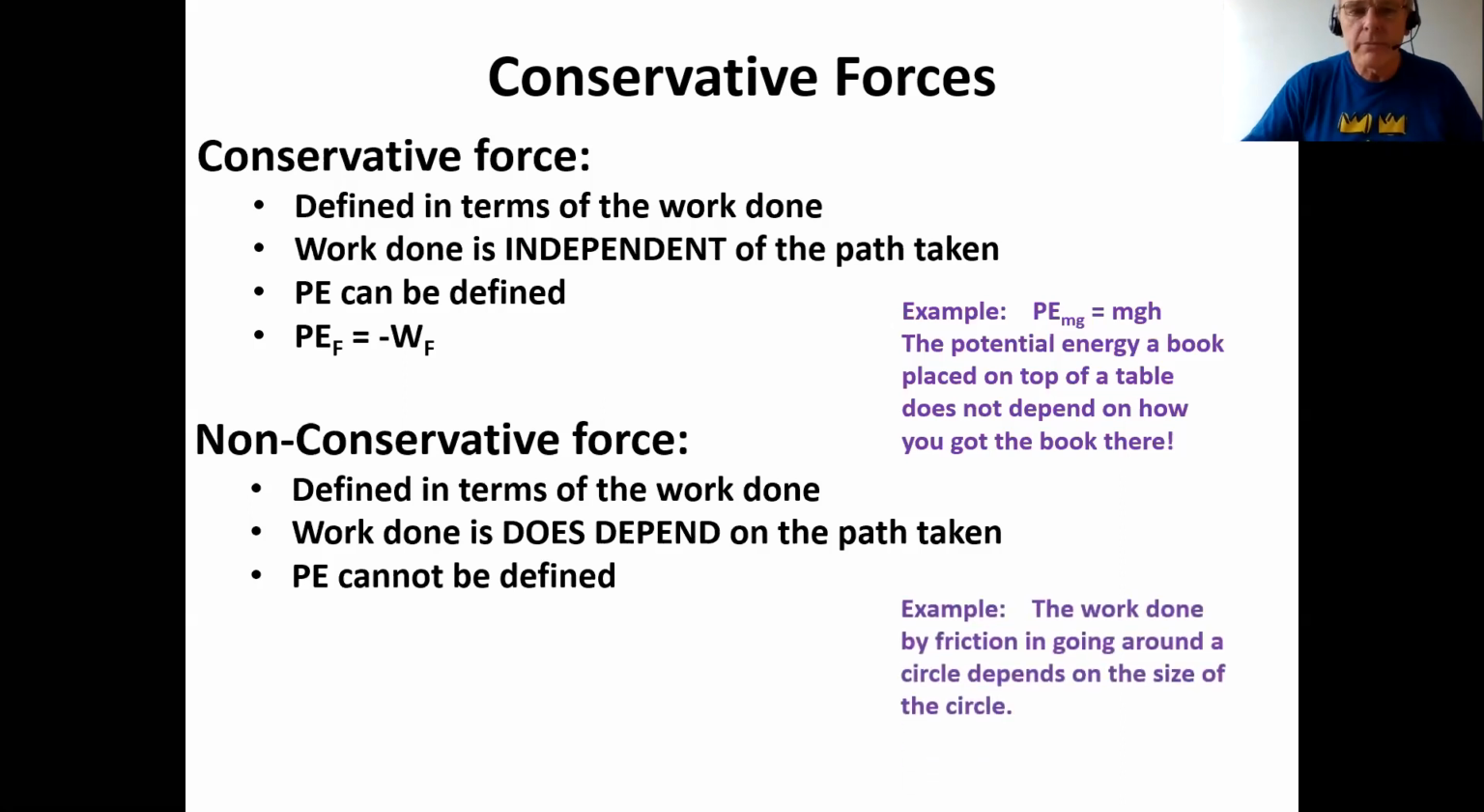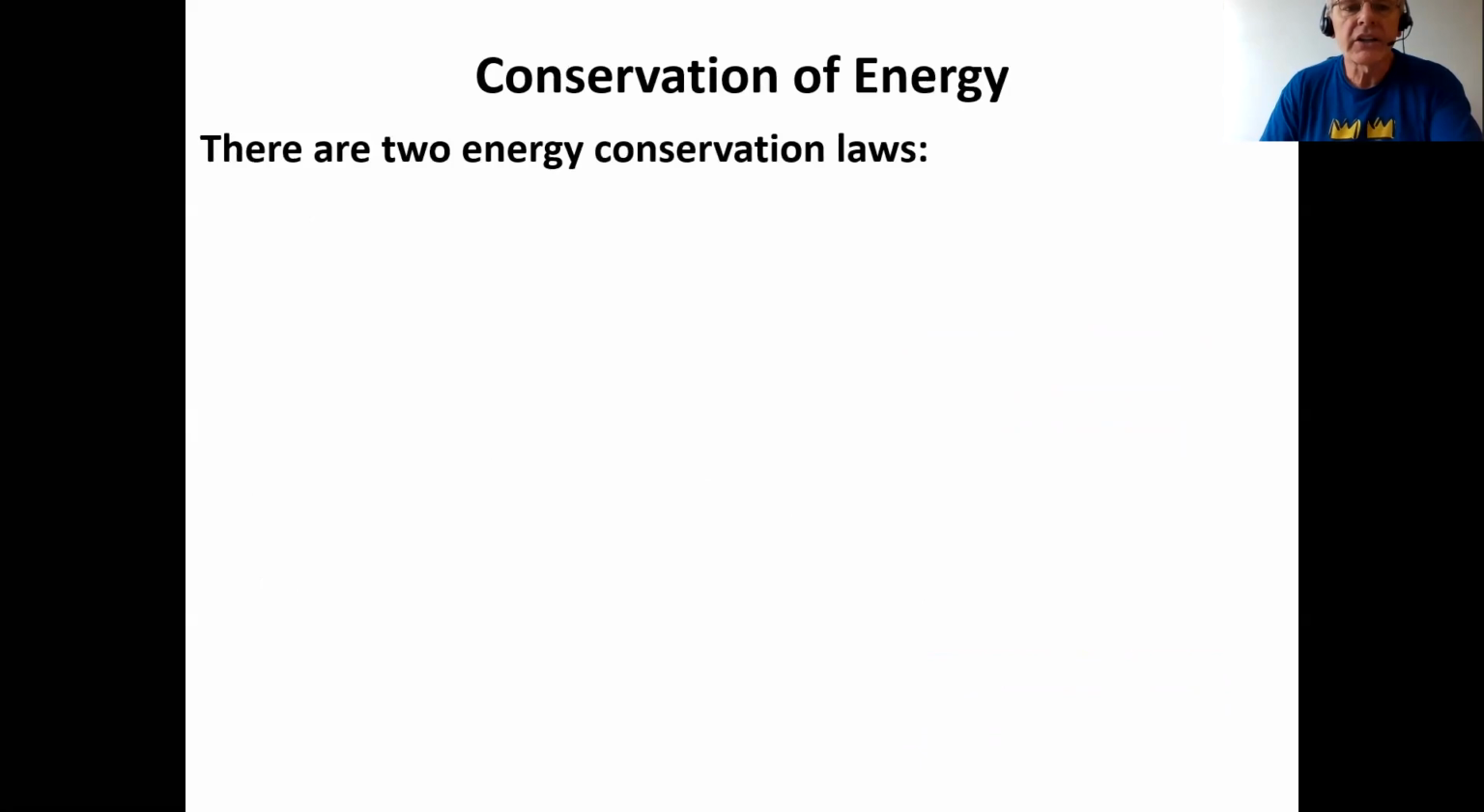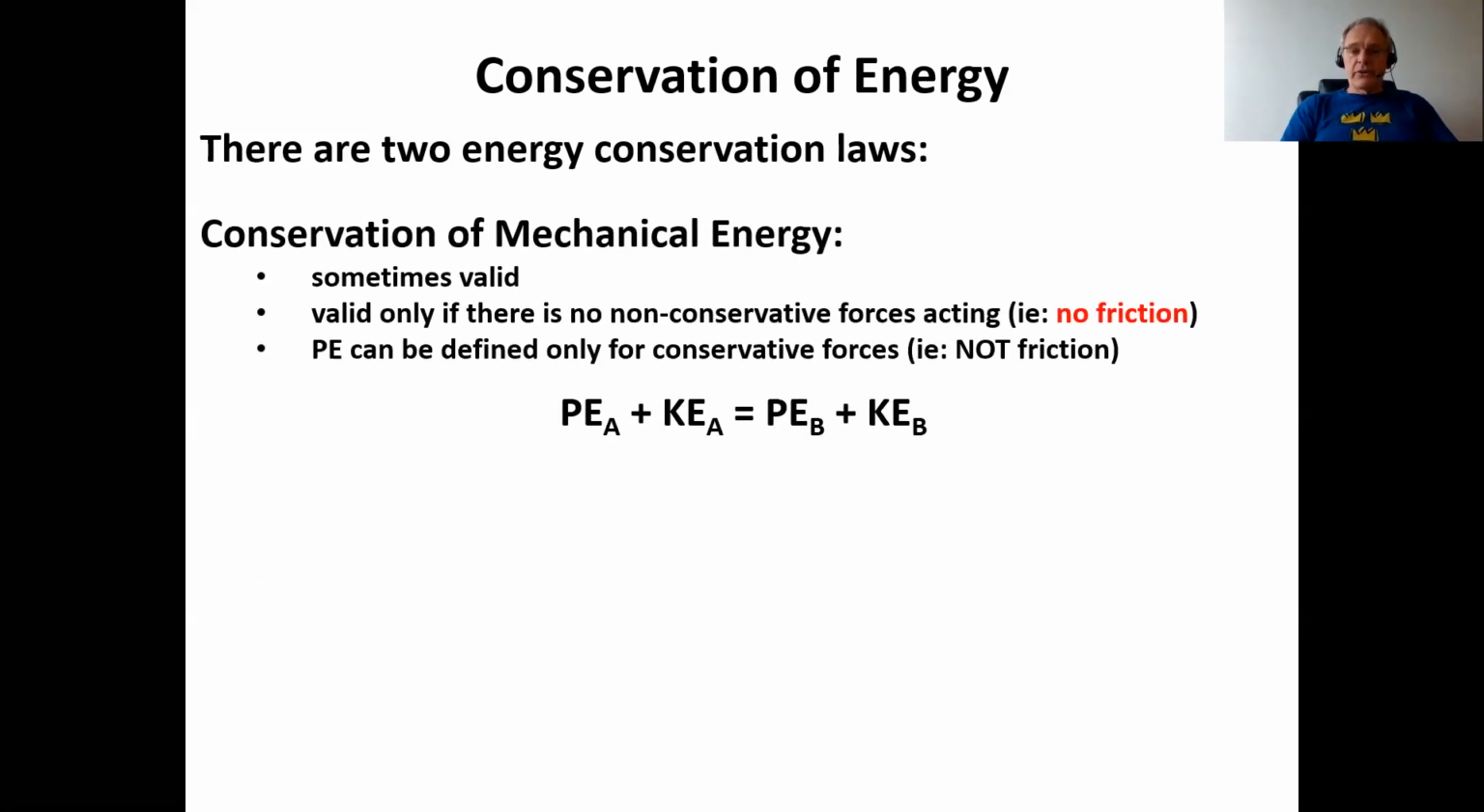So how does this come back to conservation of energy? Depending on whether you have conservative forces or non-conservative forces, we can talk about different kinds of conservation laws. The first one is the conservation of mechanical energy. Conservation of mechanical energy is sometimes valid, right? It's valid if there are no non-conservative forces acting. In other words, no friction. So if you see a problem that says there's no friction, then you can use conservation of mechanical energy. Mechanical energy is a combination of kinetic energy and potential energy.